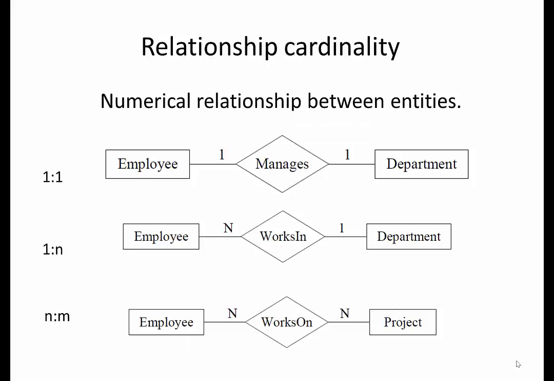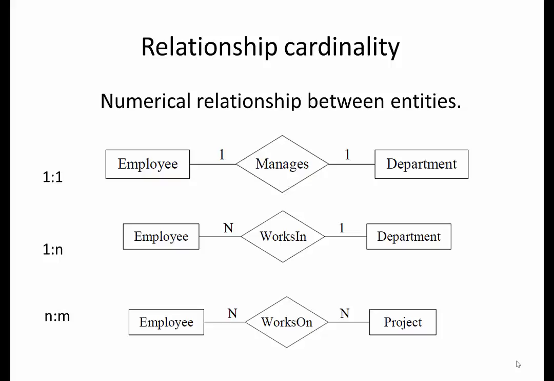Relationships have what we call cardinality, which is the numerical relationship between the entities in the relationship. So the classic ones are these three: 1-to-1. There is one record in employee that matches one record in department. An employee is in one department. Each employee is in one department.